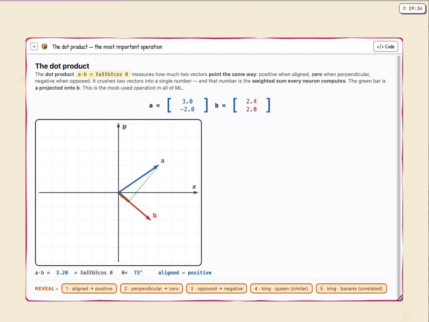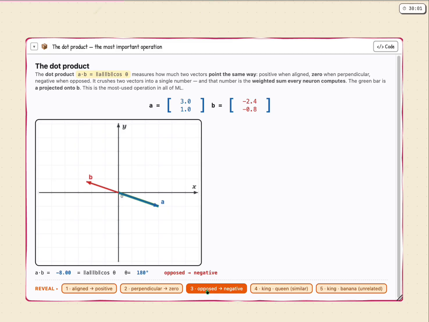Let me show you. Watch the number as I rotate b. When the two arrows point the same way, when they are aligned, the dot product is large and positive. Now I'll rotate b until it's at 90 degrees, perpendicular to a, and the dot product drops to exactly 0. Perpendicular vectors have 0 dot product, they share nothing. And if I keep going until b points the opposite way to a, the dot product goes negative.